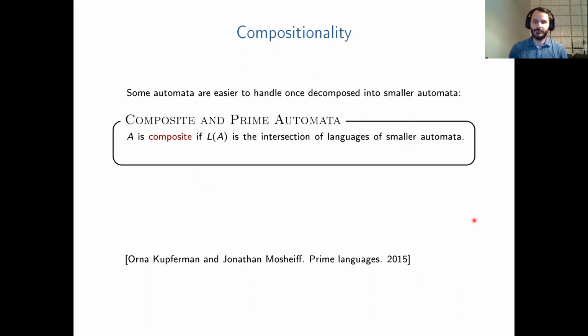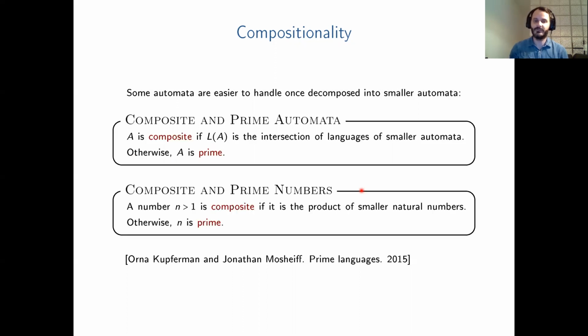This is what led to the following definition back in 2015. We say that an automaton A is composite if its language is the intersection of languages of smaller automata. If the language of A cannot be decomposed in this way, we say that A is prime. Note that this mirrors the definition of composite and prime numbers. A number is prime if it cannot be decomposed as a product of smaller numbers. So we know that we can decide whether a number is prime or composite. What about automata?